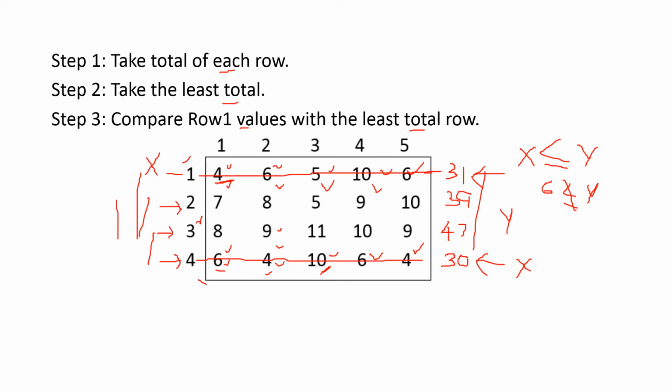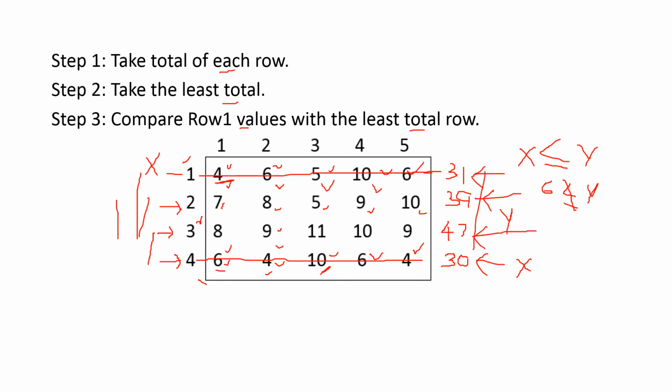Now again compare. So now the totals are 39 and 47. Now the least total is 39, right? So start comparing. 7 is less than 8, it is okay. 8 is less than 9, okay. 5 is less than 11, that is also okay. 9 is less than 10, okay. But 10 is greater than 9, so no dominance. Okay. Now take the next value, next least value, and that is 47.